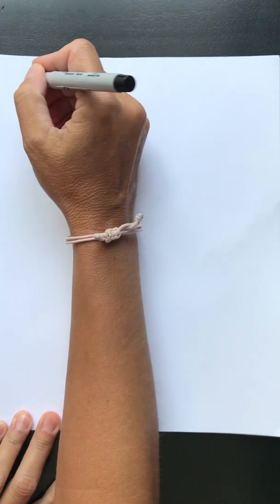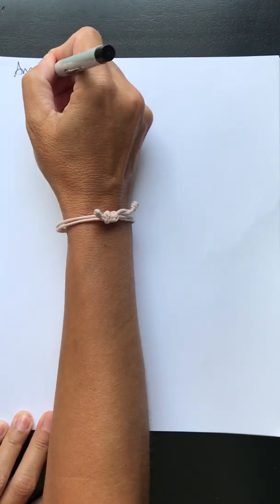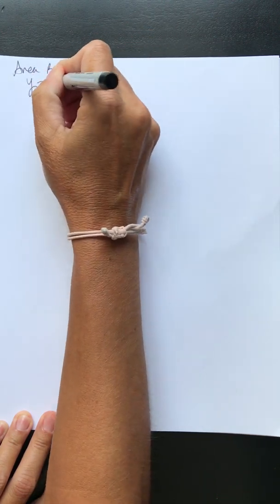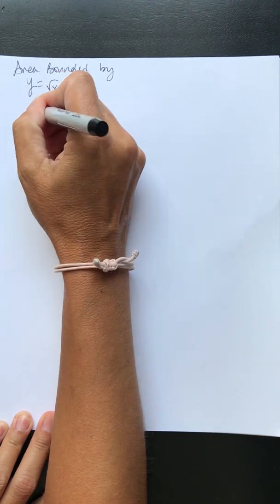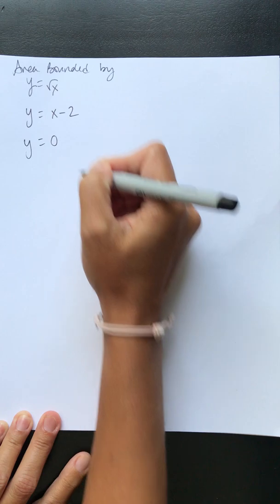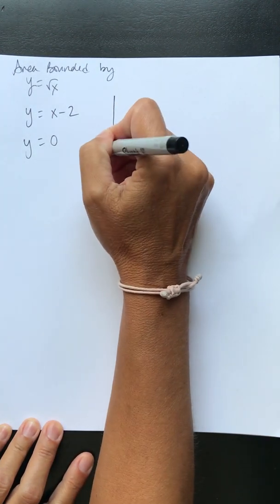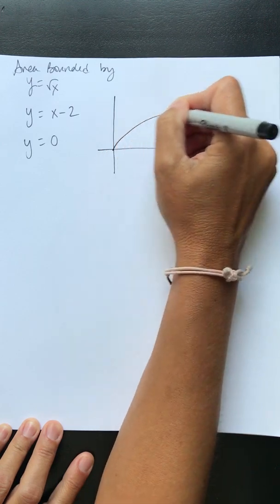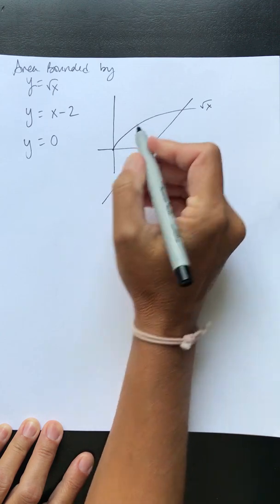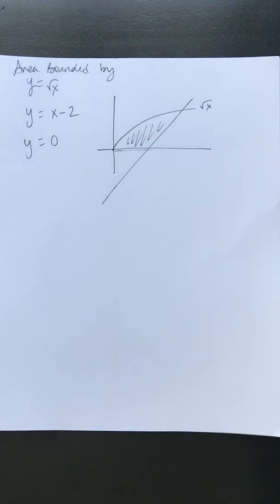So the first one I wanted to give you was, let's find the area bounded by y equals rad x, y equals x minus 2, and y equals 0. So we can pretty quickly see that when we draw this, rad x looks like this, x minus 2 looks like this, and y equals 0 is here. So I have this lovely shaded region here.